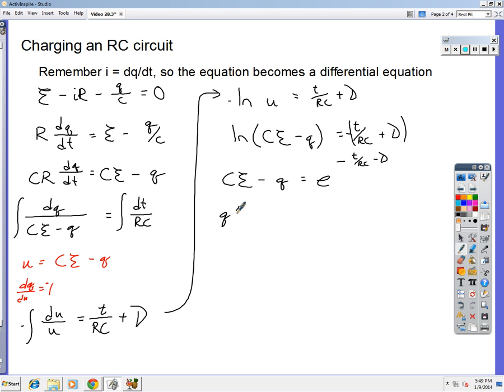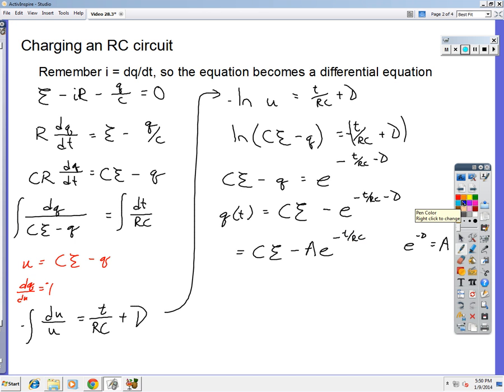And we get Q as a function of time is equal to C times EMF minus e to the negative t over RC minus d. The next thing we can do is say that e to the minus d equals A. We'll define a new constant A that's defined in that way. So this becomes that equation. And now what we need to do is apply the initial condition.